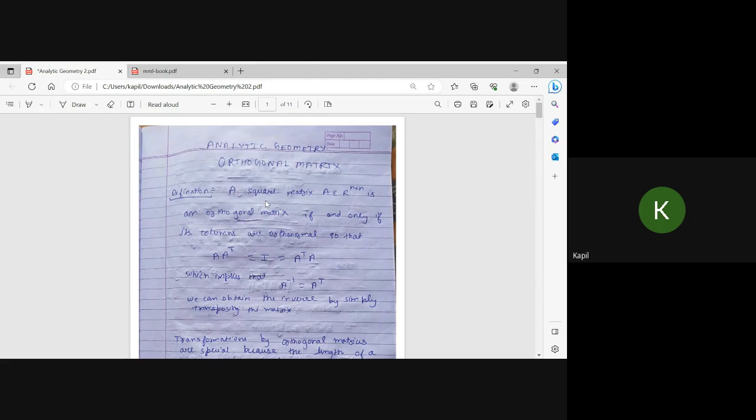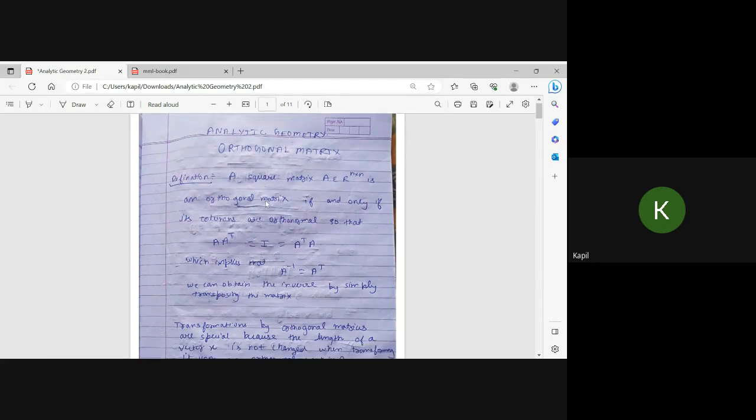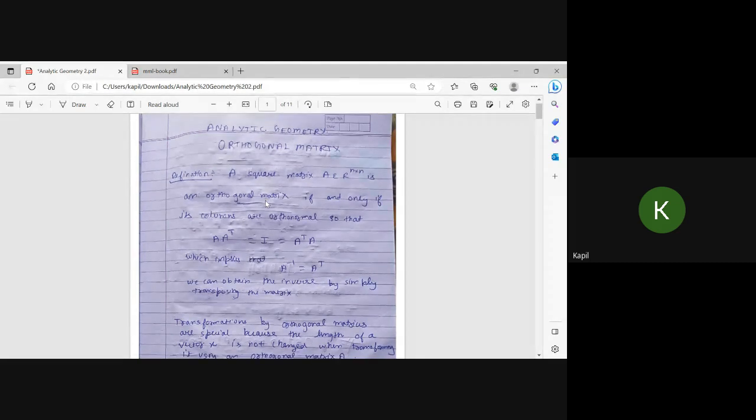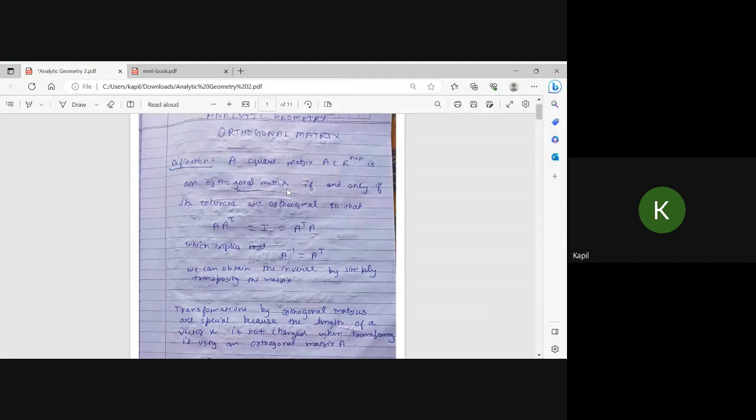So let's discuss the orthogonal matrix in analytic geometry. The definition is: a square matrix A of order n cross n is an orthogonal matrix if and only if its columns are orthogonal. So we can write A into A transpose equal to the identity matrix, and that is equal to A transpose into A.